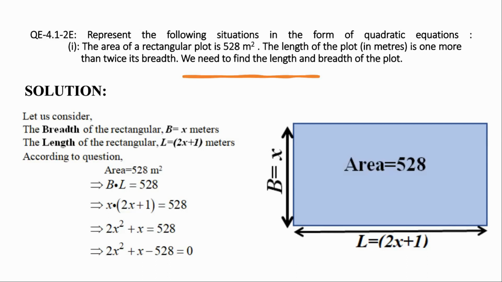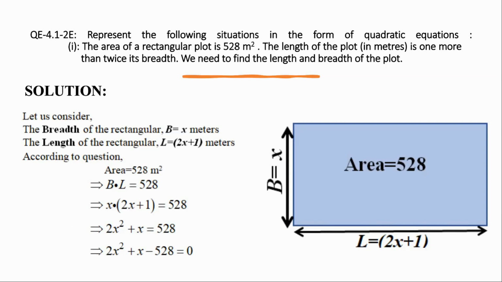The area of a rectangular plot is 528 square meters, right? A condition is given for the length of the plot, so read the condition carefully. The length of the plot, in meters, is one more than twice its breadth.